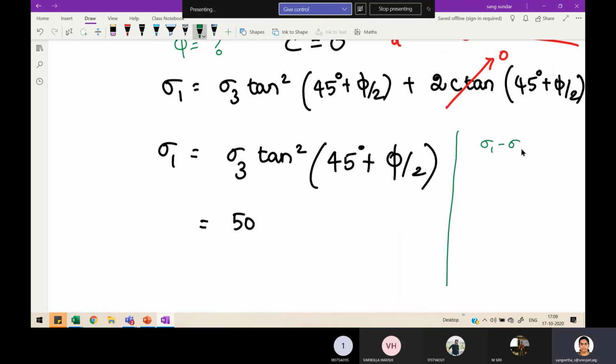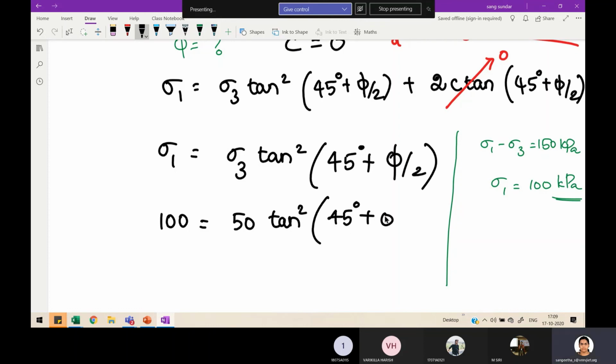Sigma 1 minus sigma 3 is 150 kPa, no? So how much is your sigma 1? Is equal to 150 minus 50, which is 100 kPa, right? So 100 kPa is your sigma 1. So just substitute sigma 1 is equal to 100 and tan square 45 degree plus phi by 2. Okay, so which gives you 100 divided by 50 is 2.